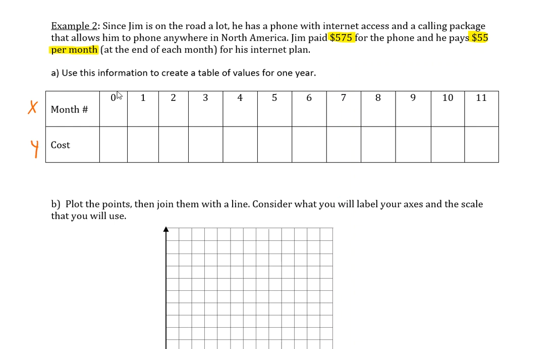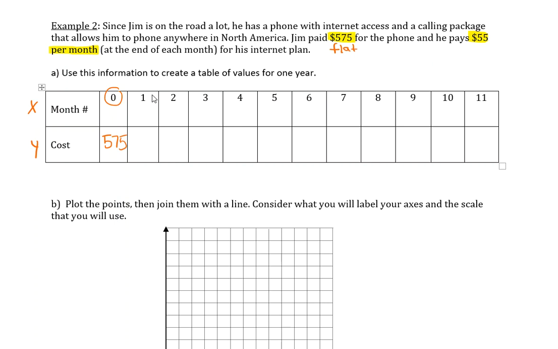If Jim uses the phone for 0 months, will he have any cost? He will. If he only used the phone for a month, he will still have to have paid that $575, right? The phone wasn't free. That's a flat rate. That's your initial value. That's what he has to pay to start off, $575.